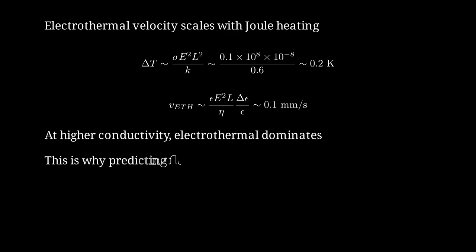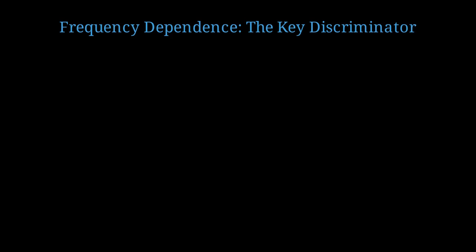This is exactly why predicting flow is hard. The relative importance of mechanisms depends sensitively on conductivity, frequency, and geometry. Small changes flip which mechanism dominates. Frequency dependence is perhaps the best tool we have to separate mechanisms. Each effect has a different frequency response.